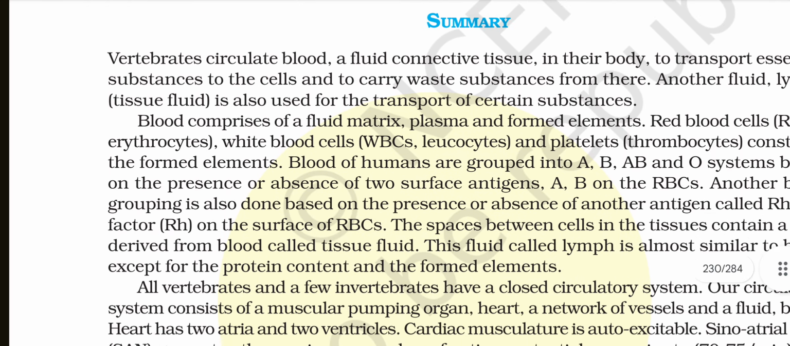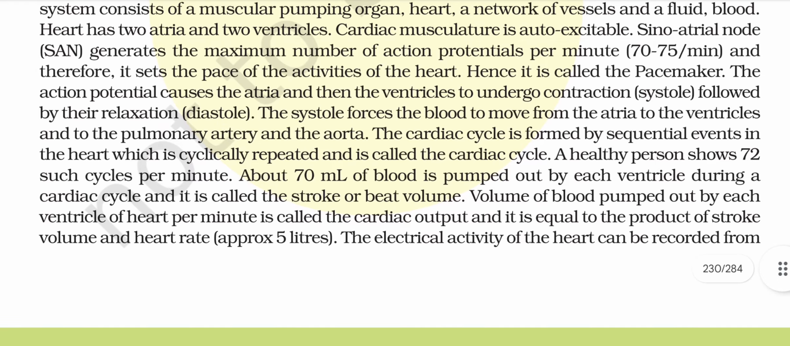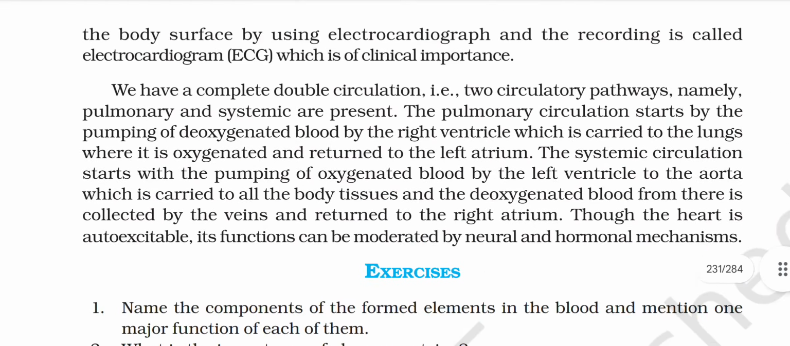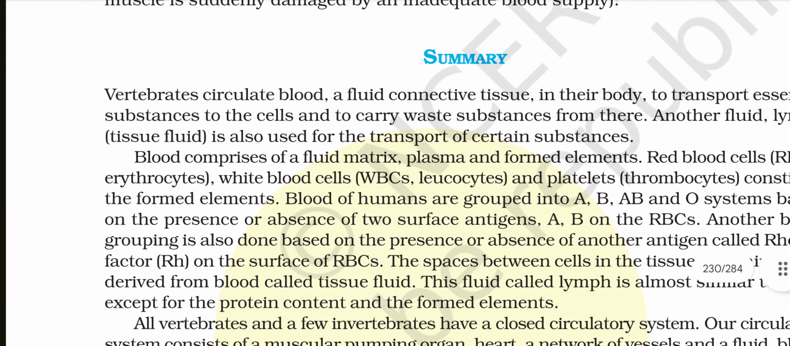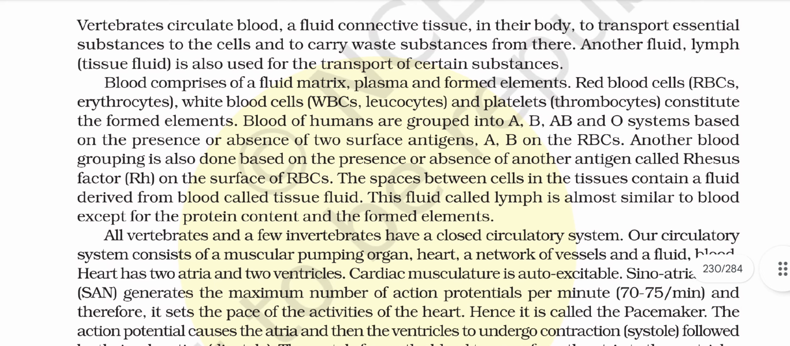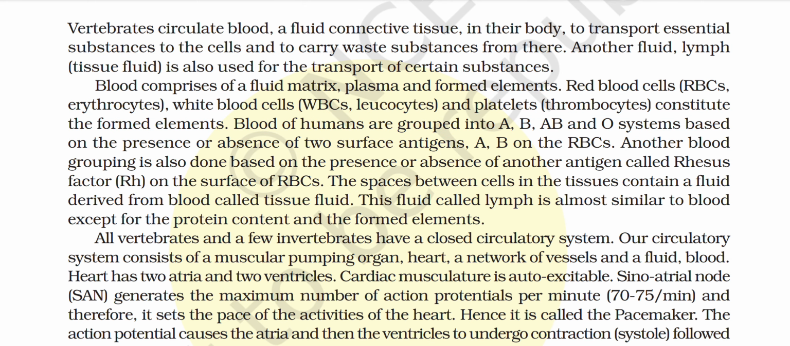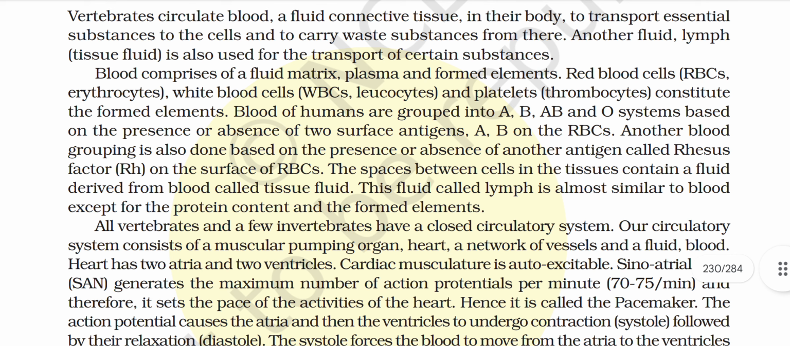And now the summary. Here we will read the summary at the end of the chapter. The summary is quite big, right? Vertebrates circulate blood, a fluid connective tissue, in their body to transport essential substances to the cells and to carry waste substances from there.